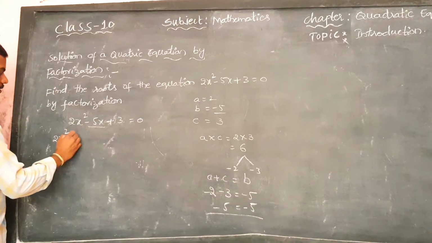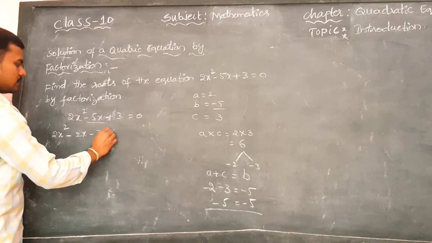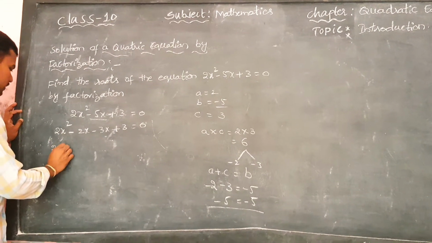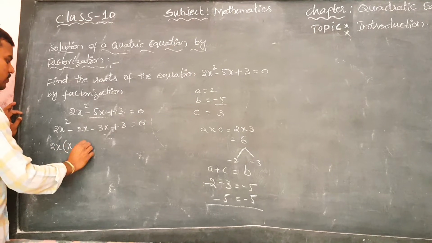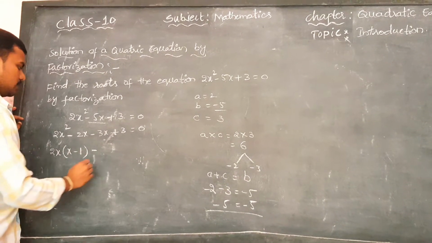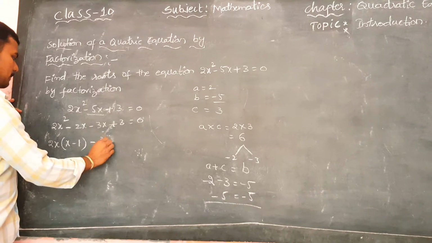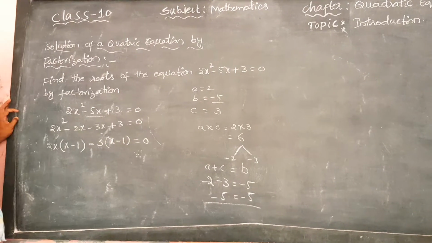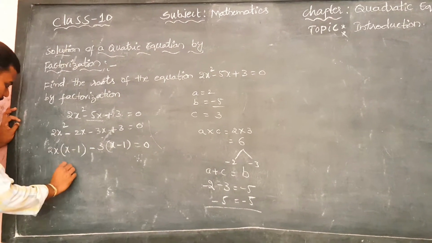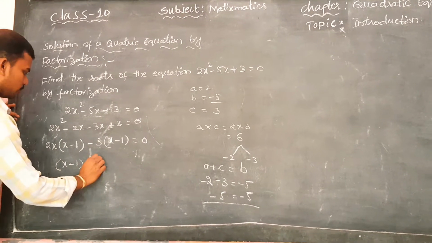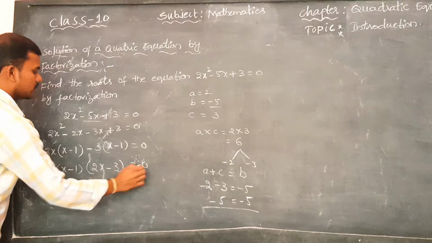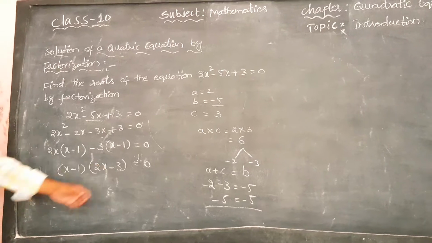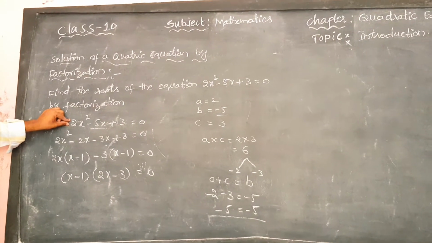So 2x square minus 2x minus 3x plus 3 is equal to 0. Take 2x common, remaining is x minus 1, and take minus 3 as common, so x minus 1, remaining is x minus 1. Here x minus 1 is again common, so x minus 1 into 2x minus 3 is equal to 0. Here x minus 1 and 2x minus 3 are the linear factors of the equation.